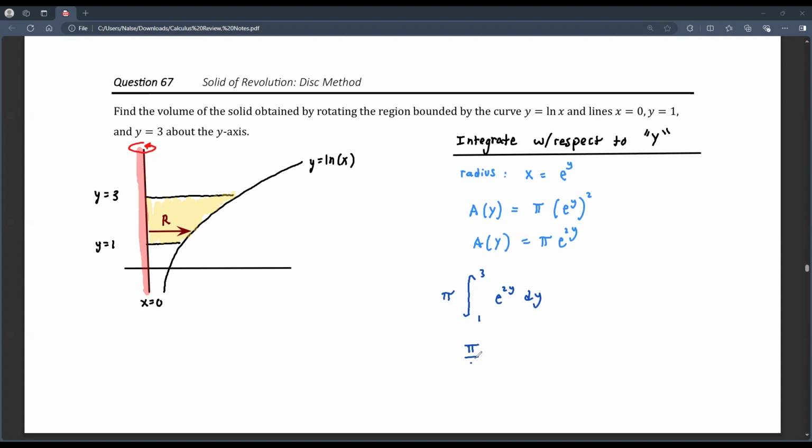The integral can be solved without a calculator. Take the antiderivative, perhaps with u substitution, then follow an upper minus lower calculation. The final answer is pi over 2 times e to the 6th minus e to the 2nd.